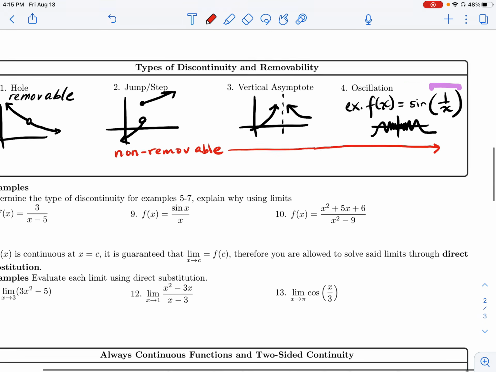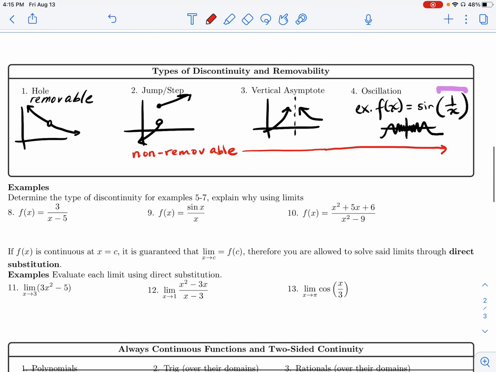How can we use limits to differentiate removable versus non-removable? We should know that for removable discontinuities, the limit still exists. However, for non-removable discontinuities, we would say the limit does not exist. I'm just going to write DNE for short.